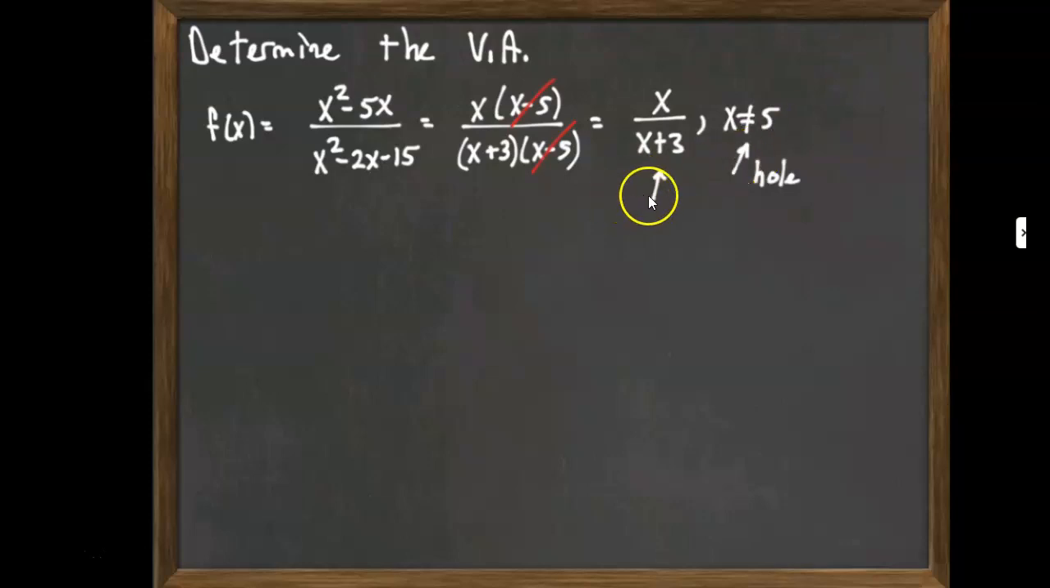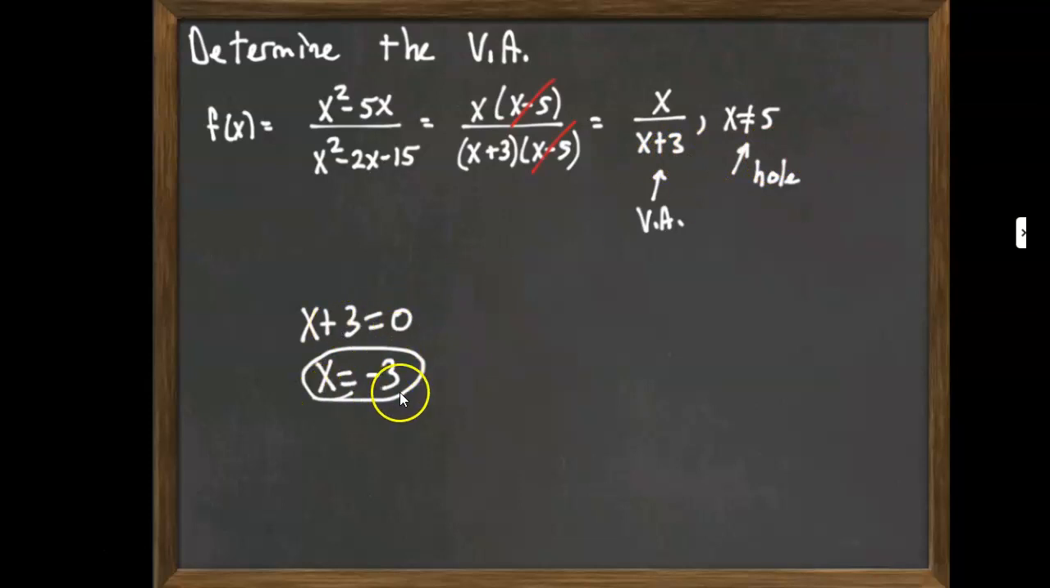And then anything left that makes the bottom 0 now will be a vertical asymptote. That's how we can be sure, by simplifying it, that the thing that we're looking at making the bottom 0 is actually a vertical asymptote, as opposed to just a little hole in the graph. And then once we've done this simplifying, we really just need to finish solving. So we set our denominator, x plus 3, equal to 0, and we solve.